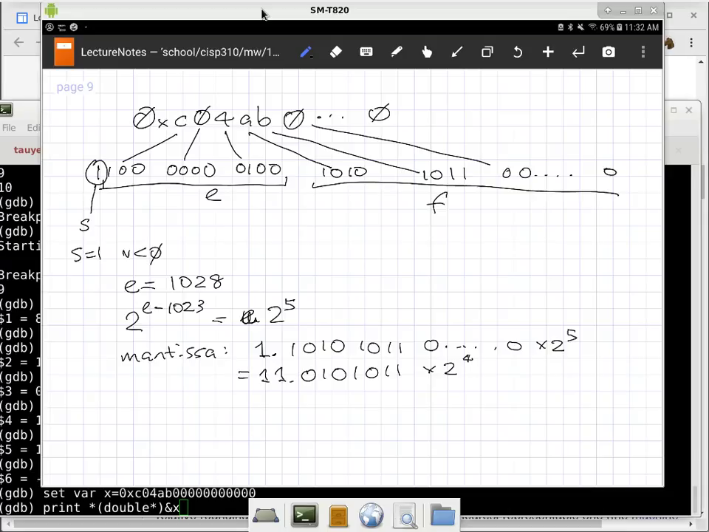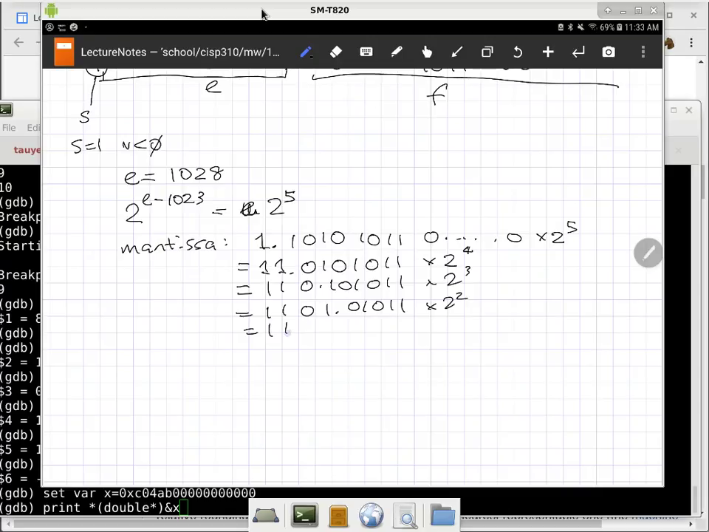So I can keep doing this until the exponent is gone. So it becomes 110.101011 times 2 to the power 3, which equals 1101.01011 times 2 to the power 2. That equals 11010.1011 times 2 to the power 1. And then one last step gets me done. Is that okay?